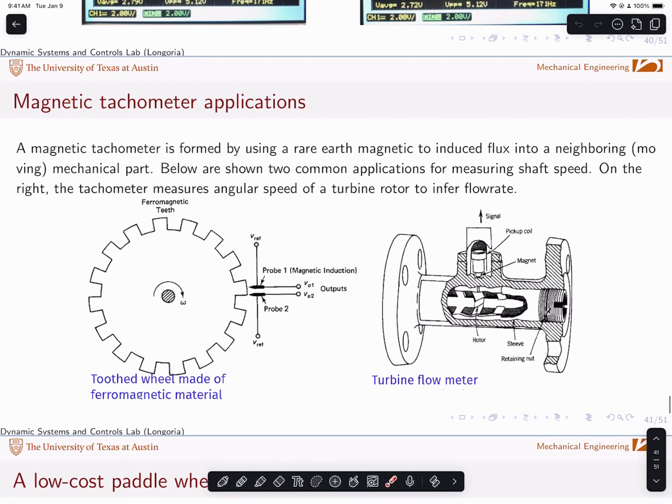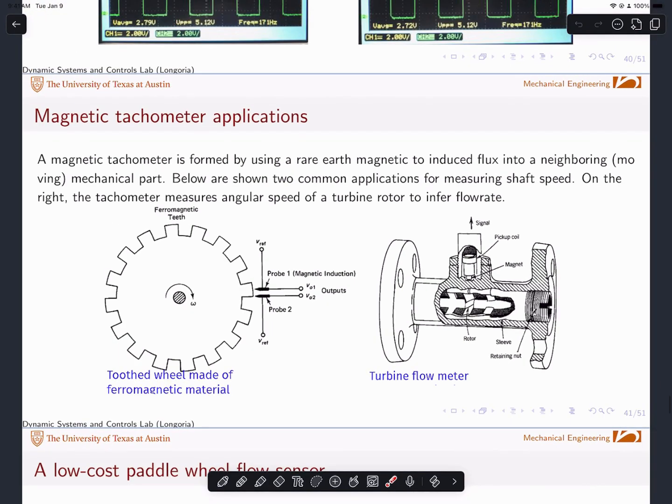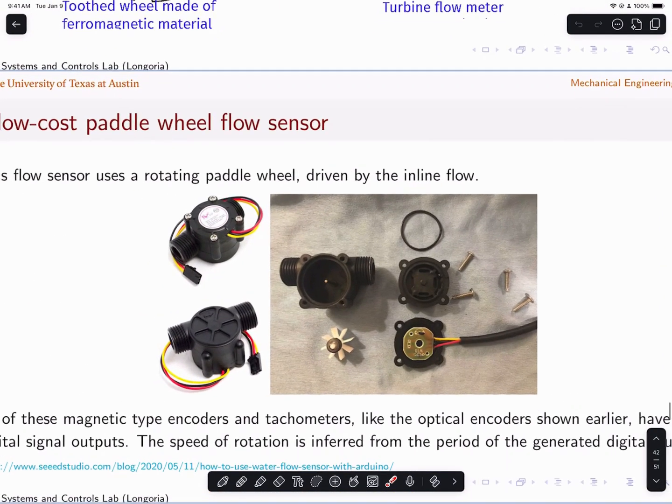These types of really simple encoders, and especially magnetic encoders, are easy to package. You find them in all kinds of applications, like toothed wheel applications. Again, you might have a ferromagnetic wheel, and you might have two magnetic probes inducing a magnetic field that you can then pick up with Hall effect sensors. You see these also in flow rate sensors. Here's a turbine flow meter where you might have a magnet embedded in one of the blades, and you're picking up pulses.